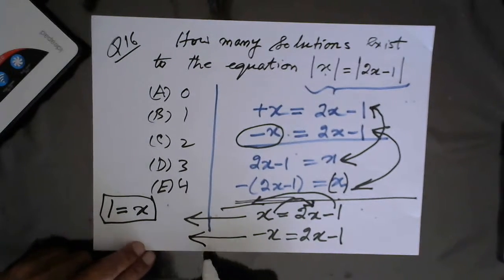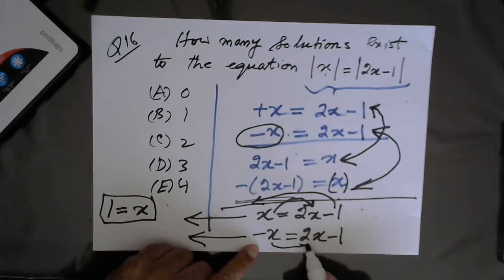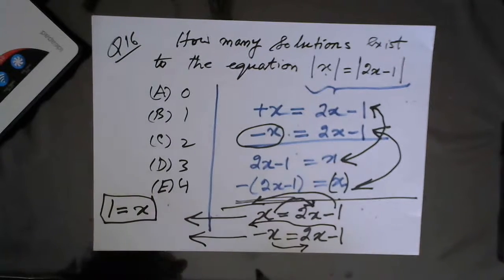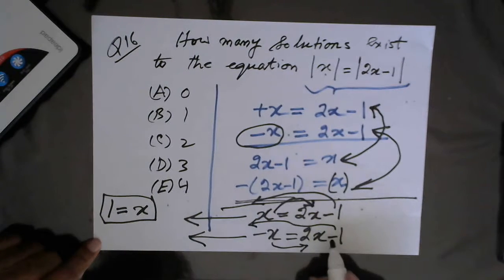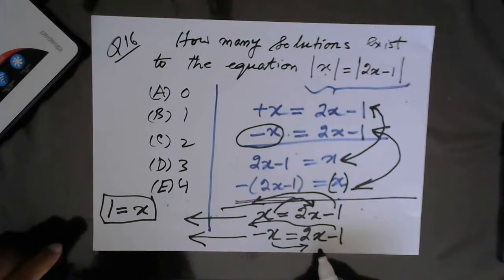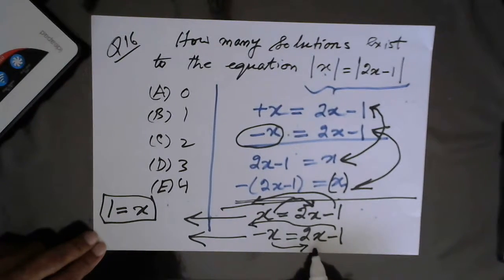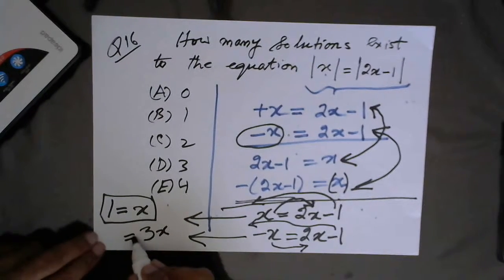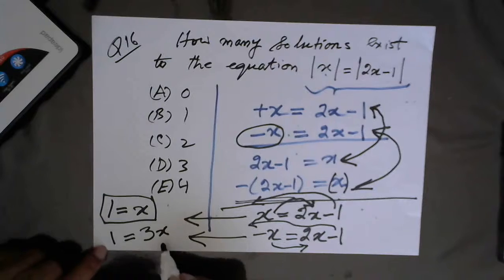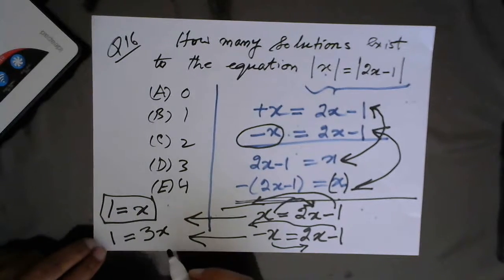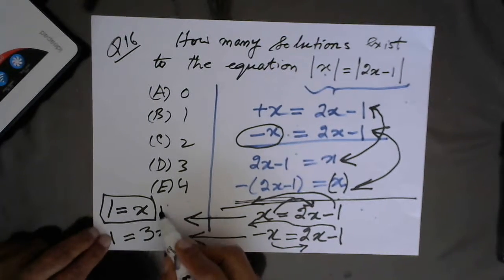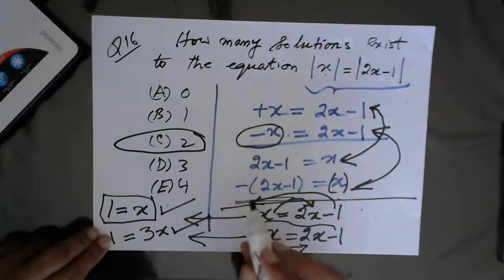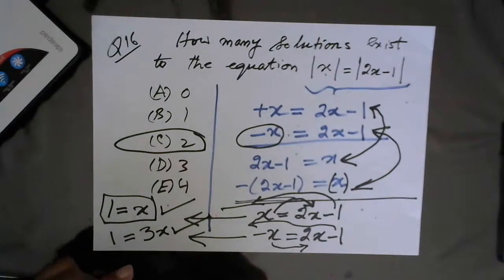Let us do this. Here also I transfer negative x to the left, and this negative 1 to the right. So this minus x on the other side will become plus x, and on the right hand side I already have 2x, so 2x plus x will be 3x. This negative 1 on the left hand side will become minus 1. So x is equal to minus 1 divided by 3. This is one solution and this is one more solution. So the answer is C. There are two solutions to this question.